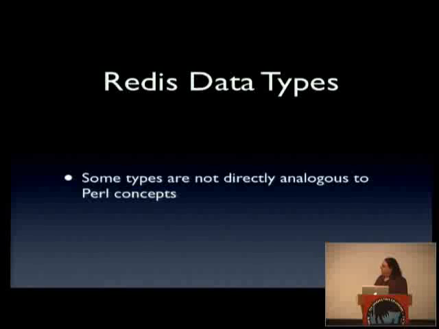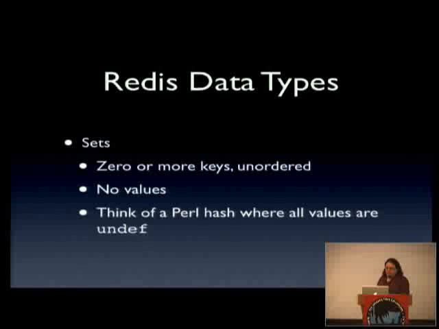There are also some more interesting types which don't have direct analogs in Perl, but which we can sort of shoehorn into structures. One example of these is sets. A set is essentially what it is in mathematics. It's a group of objects in no particular order.